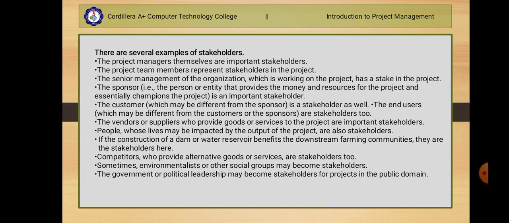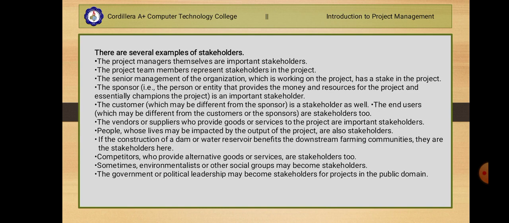Yung what do you mean by environmentalist? Sila yung mga nagtatrabaho, nagre-research about environment, or sila yung mga nagtatrabaho from the Department of Agriculture. So yan, mga environmentalist yung mga yan. So they are also considered as stakeholders.